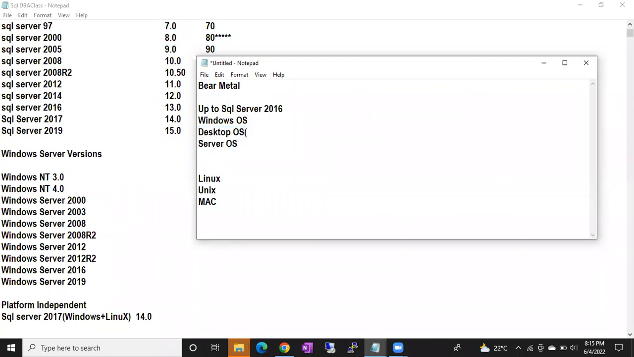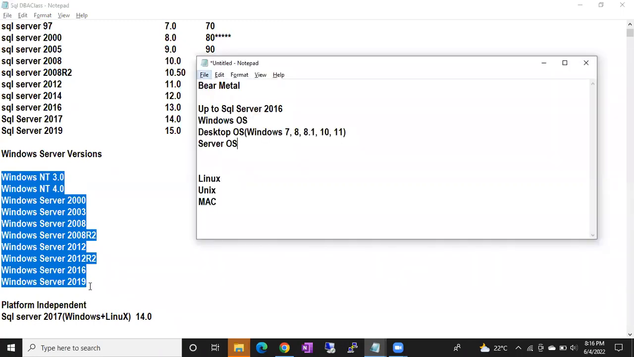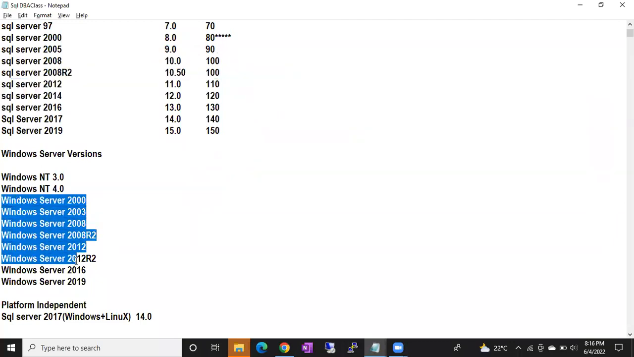What are the examples of desktop operating systems, guys? Windows 7, 8, 8.1, Windows 10, Windows 11, Windows Vista, Windows Home Basic. These are the desktop operating systems that we use regularly. Then we have the server operating systems. These are the different server versions provided by Microsoft. Both are Microsoft components only. SQL Server is a Microsoft component, and the Windows operating system is also from Microsoft, guys.